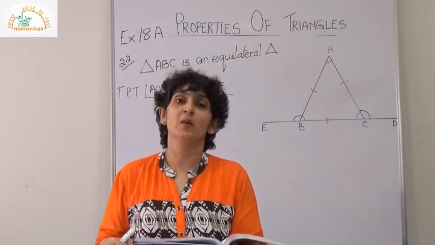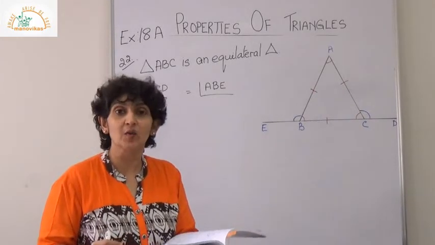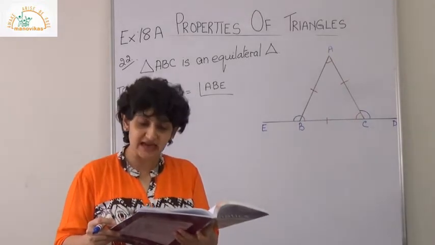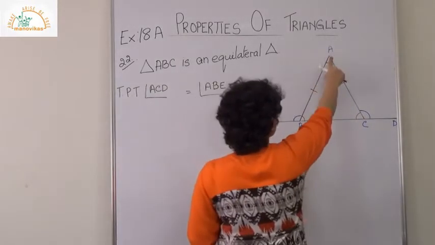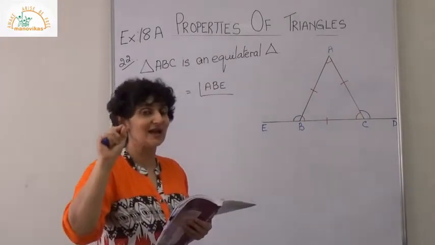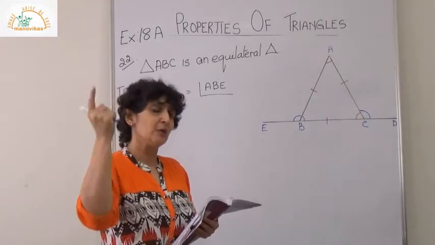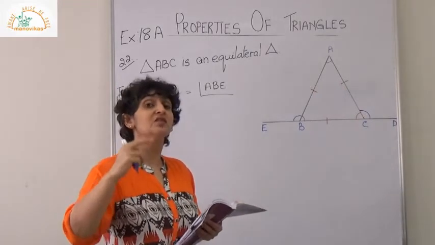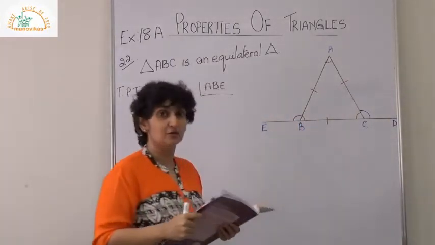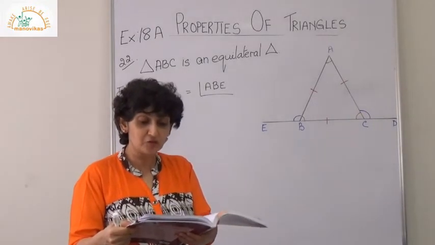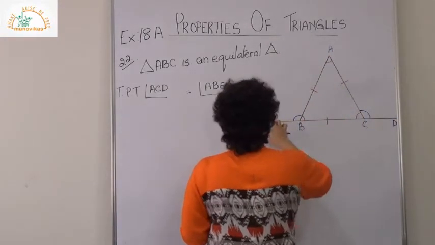Alright, now children, let's read question 22. In the given figure, triangle ABC is an equilateral triangle whose side BC has been produced in both the directions to D and E. So they are saying this triangle ABC is an equilateral triangle. That means all the three sides are equal. And remember children, I have told you, when all three sides are equal, all the three angles also become equal. And they are saying these two sides have been extended to D and E. So what do they say? You have to prove that angle ACD is equal to angle ABE.